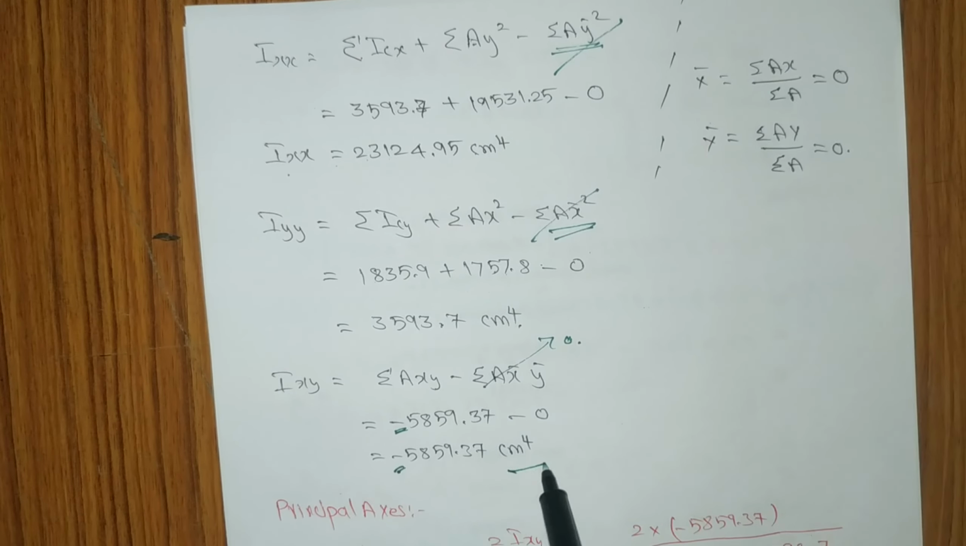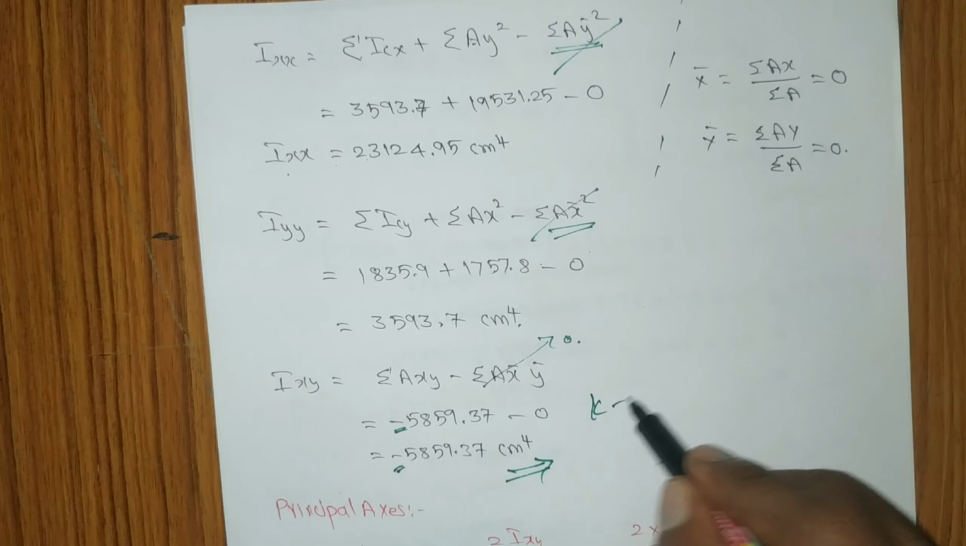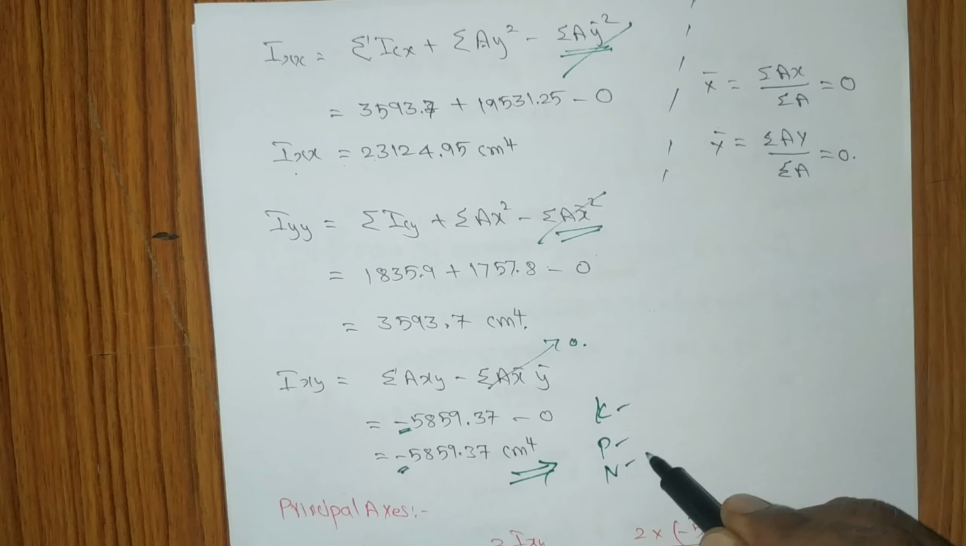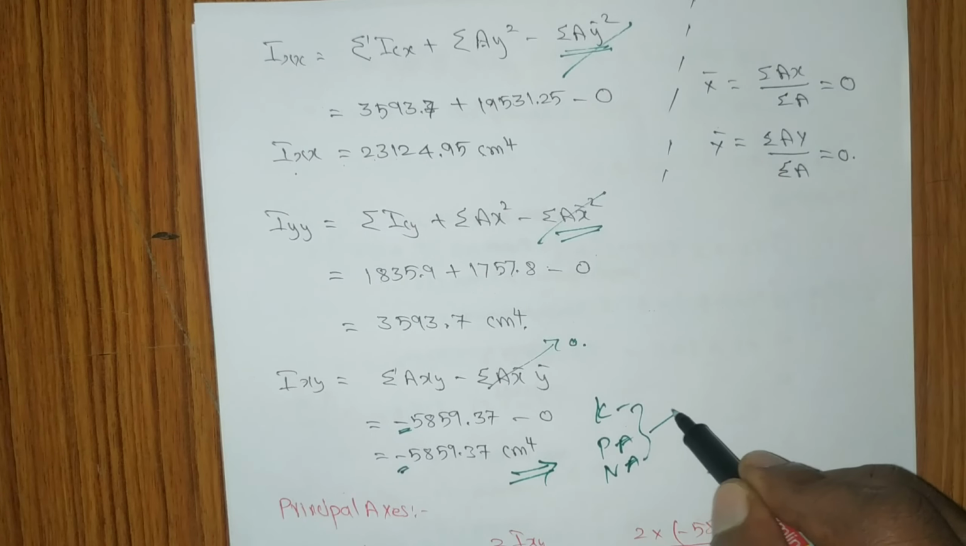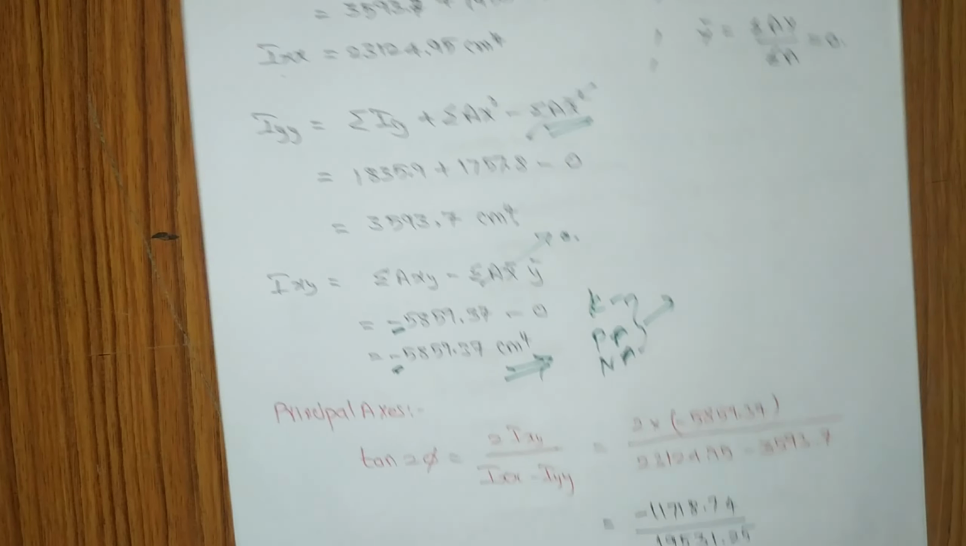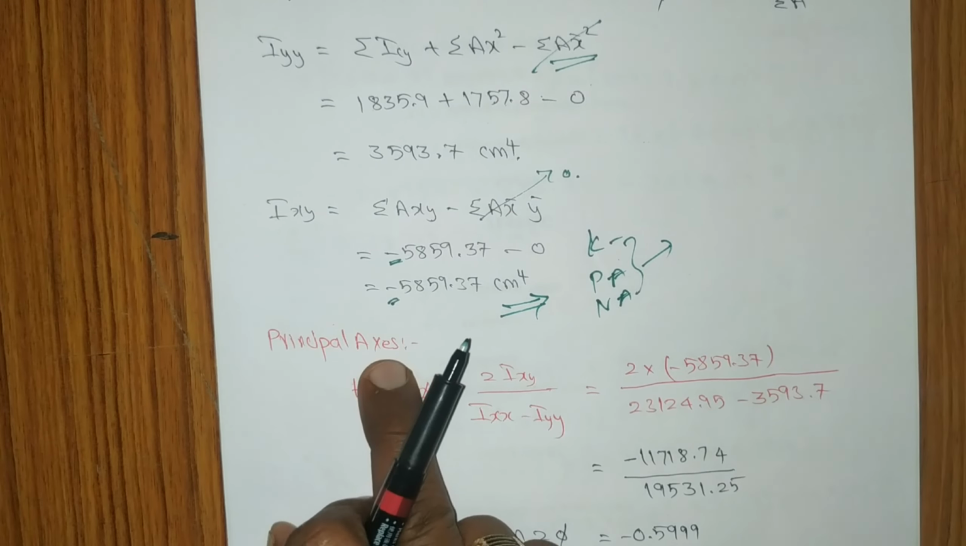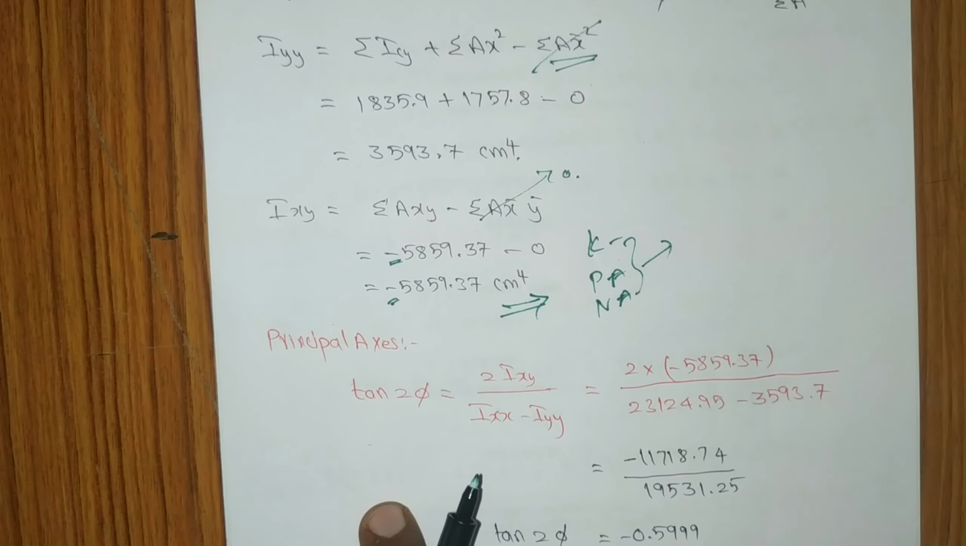So this is common for all methods, the K method, principal axis method and neutral axis method, right? This is up to here. Next we are going to solve the problems on the principal axis method. So we need to find out what is the principal angle.